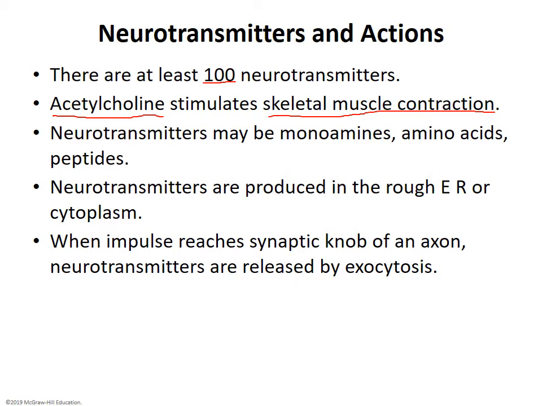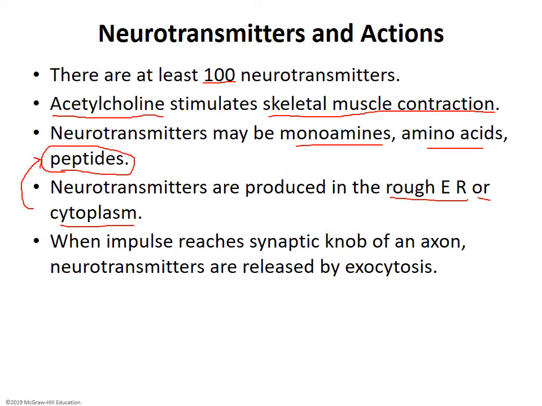Neurotransmitters can be simple amino acids, as it says here, monoamines of amino acids, or small chains of amino acids, which is what we call peptides. But they can also be really long. Generally, they're some sort of a combination of amino acids. Neurotransmitters are produced in the rough endoplasmic reticulum or in the cytoplasm. And if it's in the cytoplasm, in general, it's going to be on a ribosome because we're talking about peptides or amino acids. Remember, ribosomes are what produce proteins, and proteins are chains of amino acids.